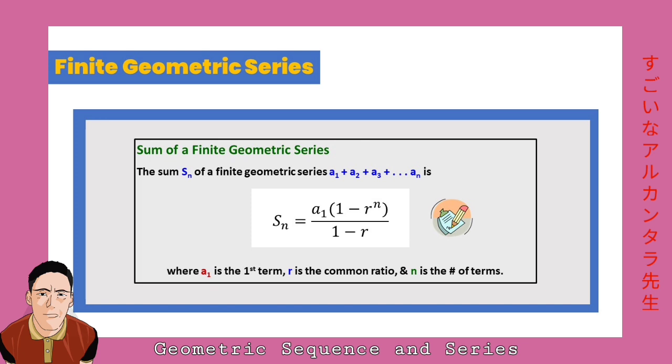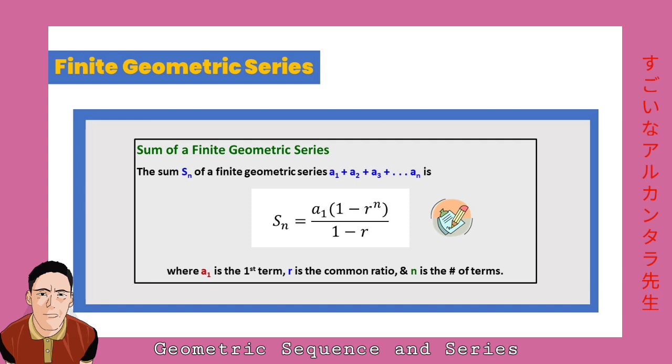We have the S sub n, which means the sum of the number of terms given, or sum of the nth terms given, while a sub 1 means the first term, the r means common ratio, and n is the number of terms. If you know what those variables mean, when you see this formula, you know how to maximize it. And we only use this formula if we're talking about the sum of a finite geometric series.